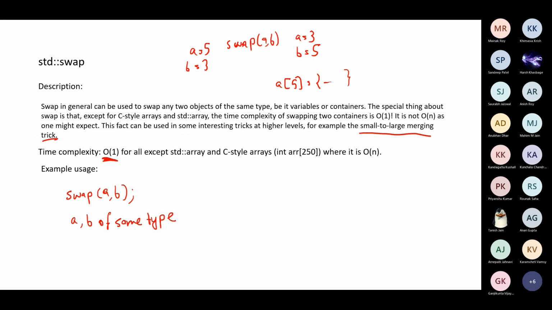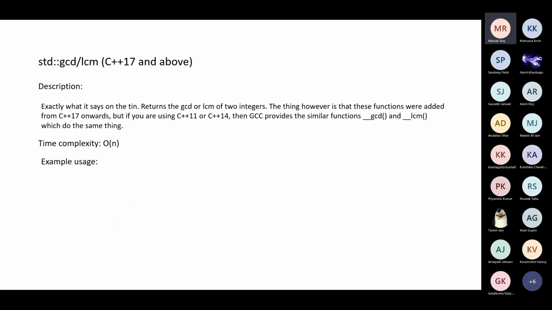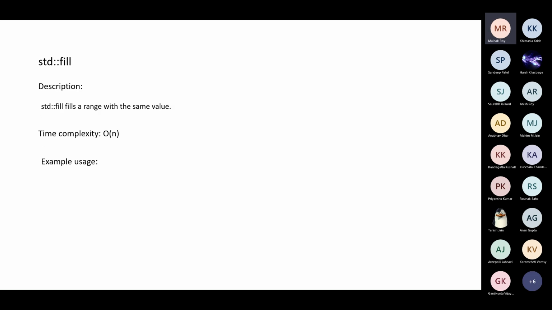I think there isn't anything left to cover for swap. One thing that I want you to think about is how it can be constant time. It's kind of surprising, so maybe think about how you can make it constant time. Okay, what functions are left?